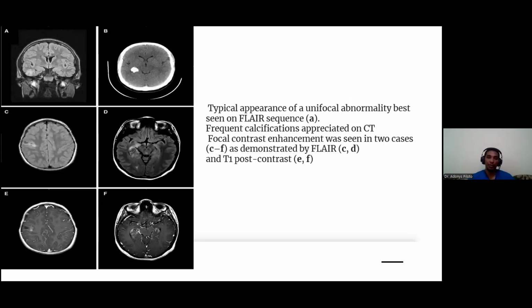As we mentioned before, this is a tumor that has patterns similar to oligodendroglioma, including calcification, and also there is focal enhancement on FLAIR and T1 post contrast, as seen in this image here.